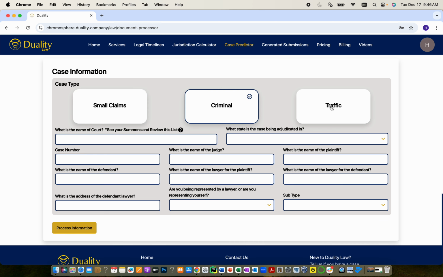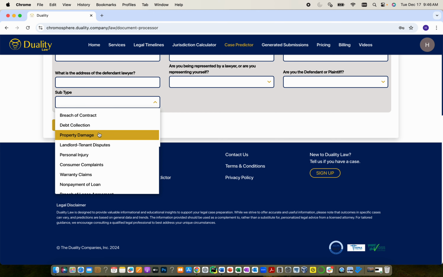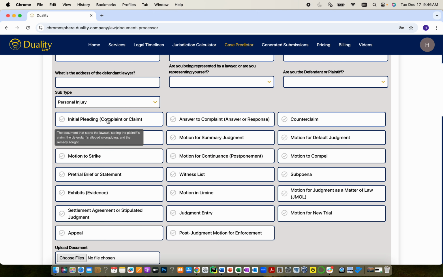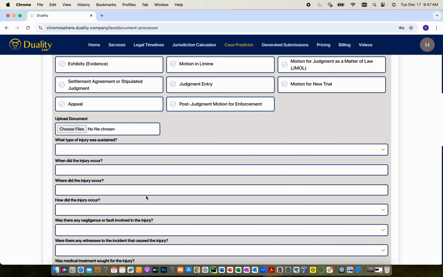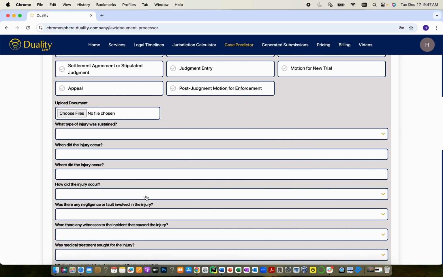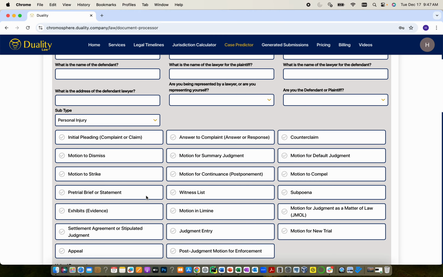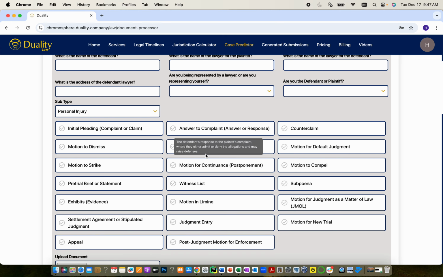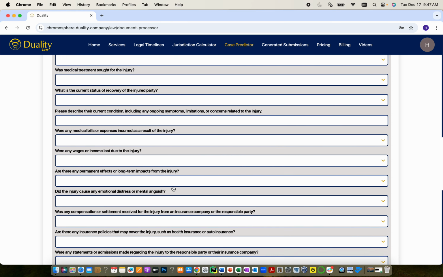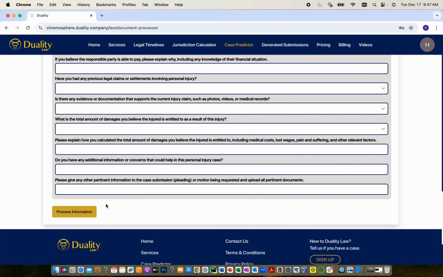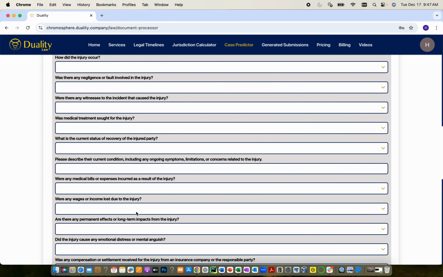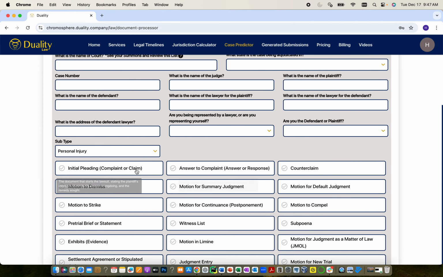Obviously we have some criminal and traffic cases, and as long as you answer the questions, the system will take you through whatever you're doing. If you have an initial pleading, or actually an answer to a complaint particularly, or a counterclaim, there are going to be certain instances where additional questions may be required. So whenever you are answering a complaint or a counter complaint, just answer the information here. After you hit process, additional questions will populate based on what additional information is necessary.